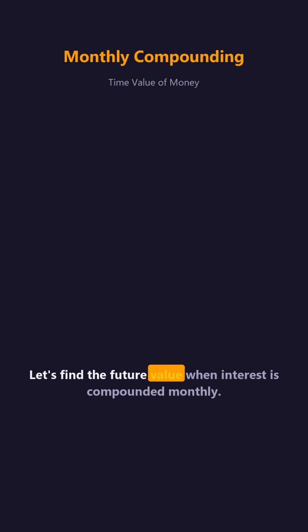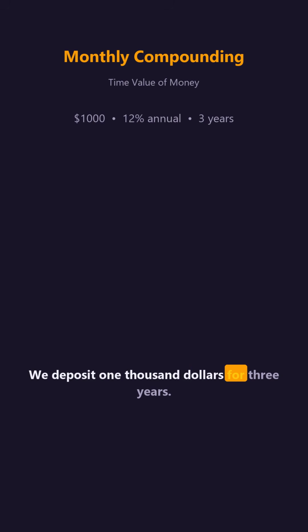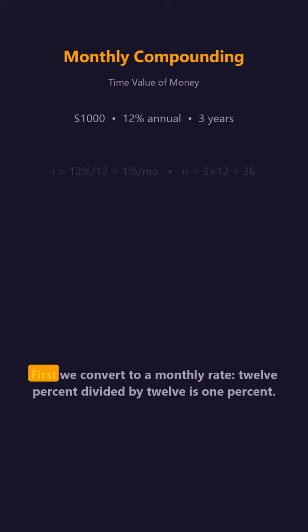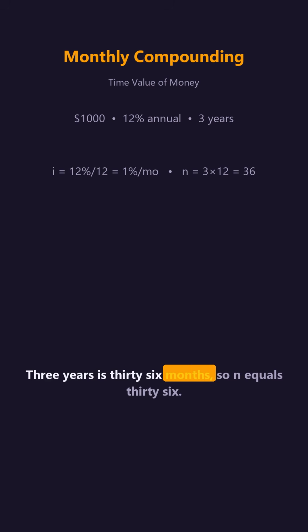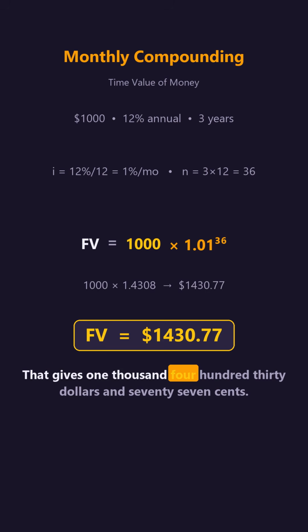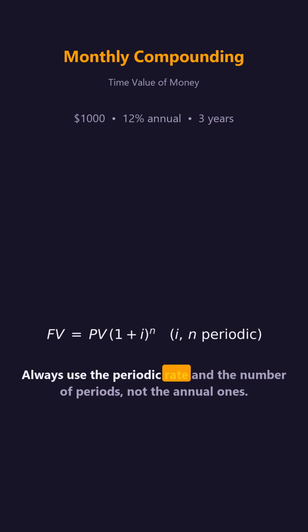Let's find the future value when interest is compounded monthly. We deposit $1,000 for 3 years. The annual rate is 12%, compounded monthly. First we convert to a monthly rate. 12% divided by 12 is 1%. 3 years is 36 months, so n equals 36. The future value is 1,000 times 1.01 to the power of 36. That gives $1,430.77. Always use the periodic rate and the number of periods, not the annual ones.